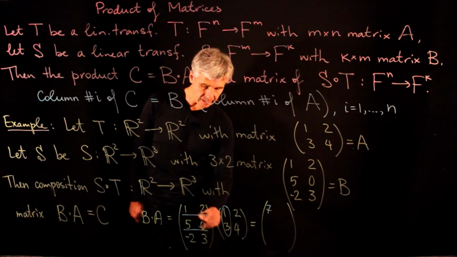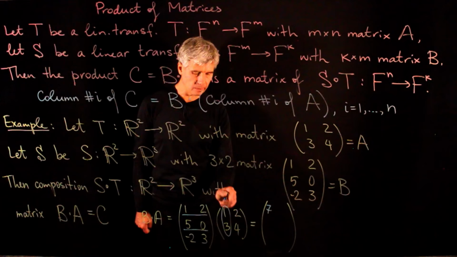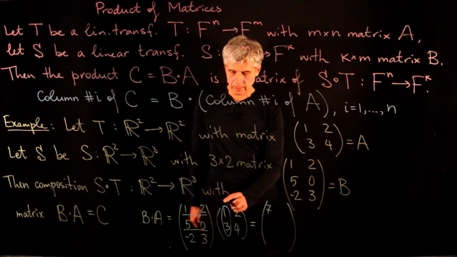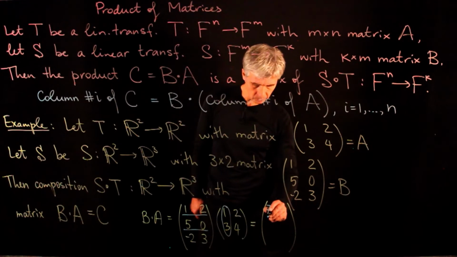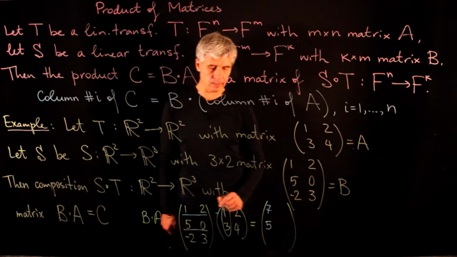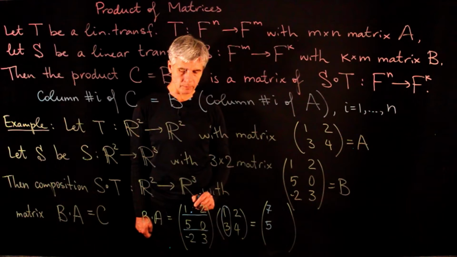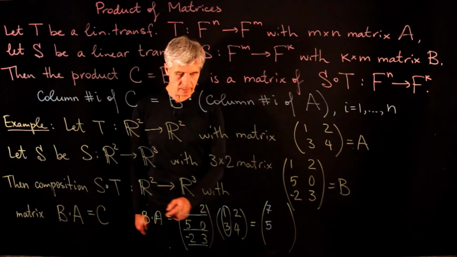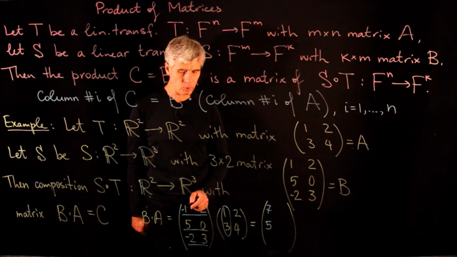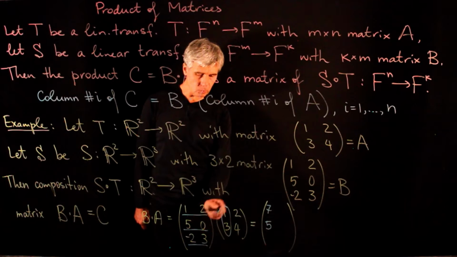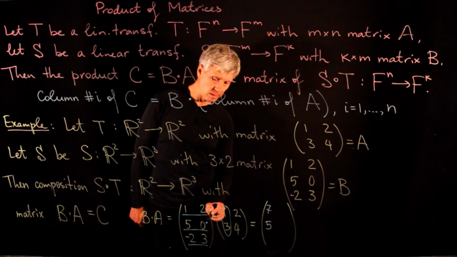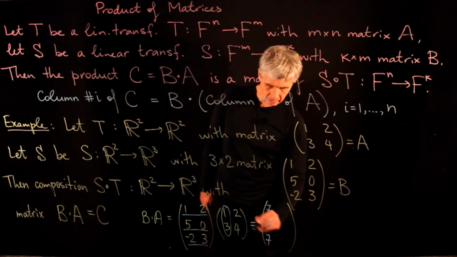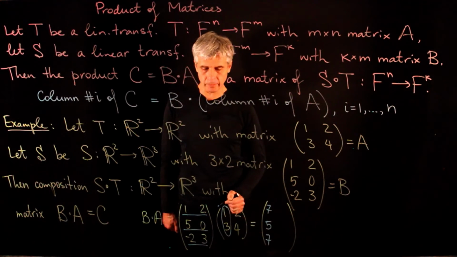So then we take the second row of matrix B and we take the dot product with the first column of A. So we get 5 times 1 plus 0 times 3. So this gives us the second entry in the first column of the product. And then we take the last row of B and multiply with the first column of A. So we have minus 2 times 1 plus 3 times 3. So this is 9 minus 2, that's 7 again. So this gives us the first column of the result.